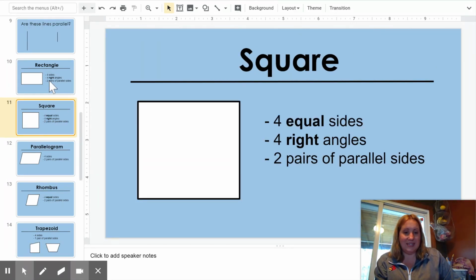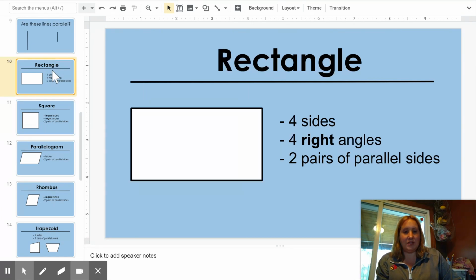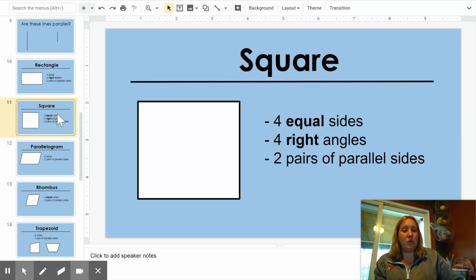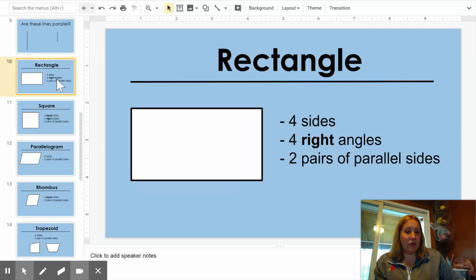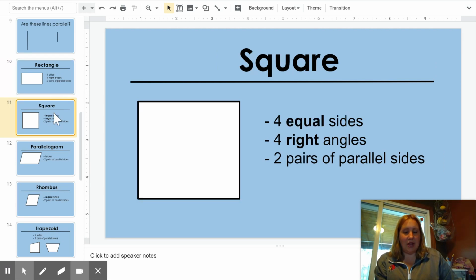So if you notice, the rectangle and the square are very similar. The only difference that we see between the rectangle and the square is one word. Did you spot it? That one word is the word equal when we describe the sides. In a rectangle, all the sides aren't equal. The top and bottom are equal and the sides are equal, but not all four sides. But in a square, they are. So that's kind of an interesting thing to think about then. Can't we think about a square as a very special kind of rectangle?